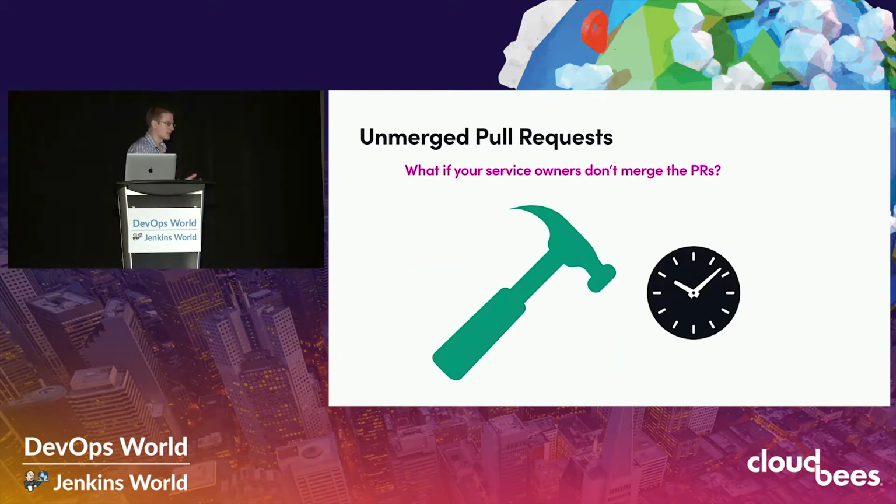Another problem that you'll likely face when you have hundreds or thousands of images is service owners don't merge the pull requests in a timely manner. If those pull requests are not merged, then all of our efforts have been for naught. What we do at Lyft, which I really like, is we've set a contract with service owners where these pull requests will be force merged within a certain time period.